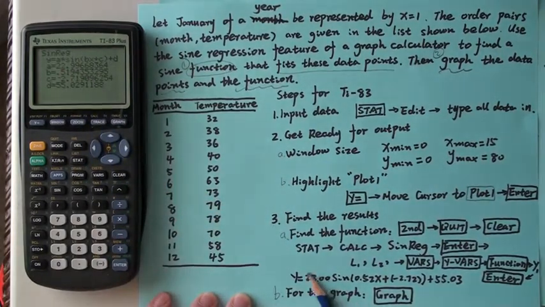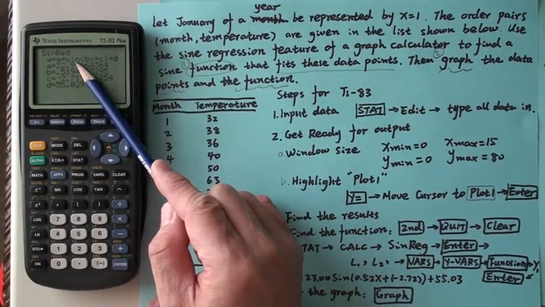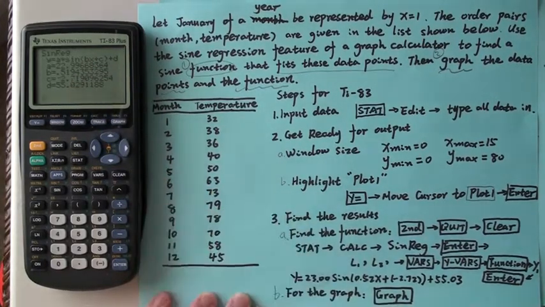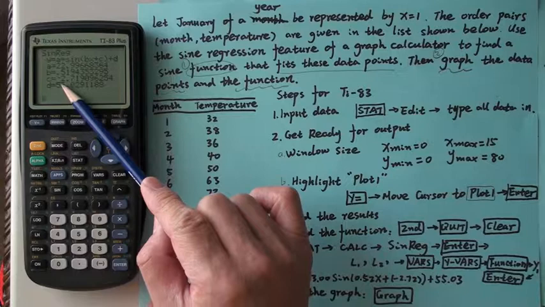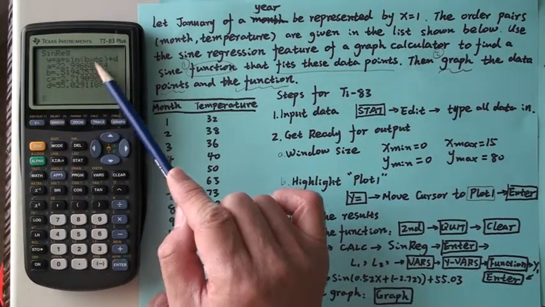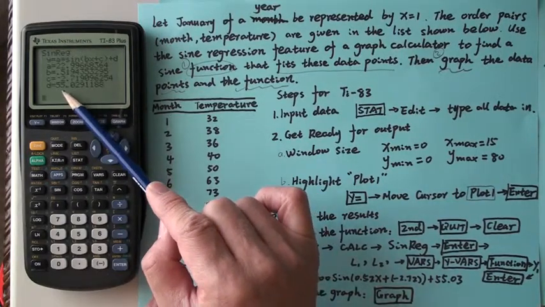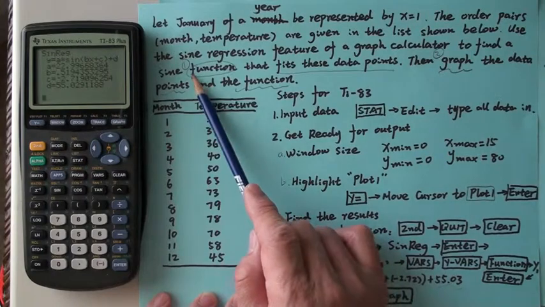So I put my a here already. So a is 23 times sine. B is what? B is 0.519, which is 0.52. So you put 0.52 here for x, and then plus negative 2.72. Negative 2.72 is from here, that's for C. And the last one is D. You keep 2 decimal places, so 55.03 is for this one. Okay? So we got the equation for that function.